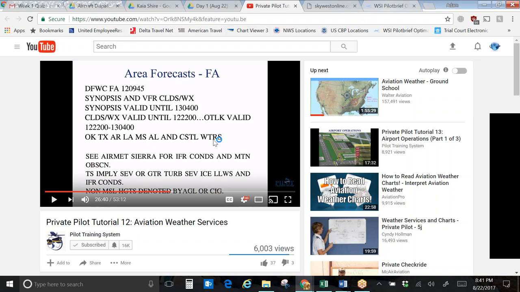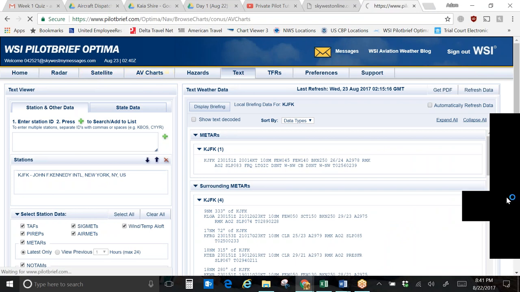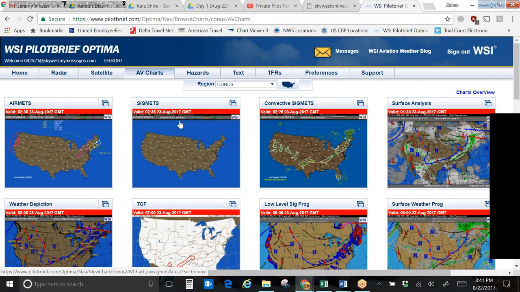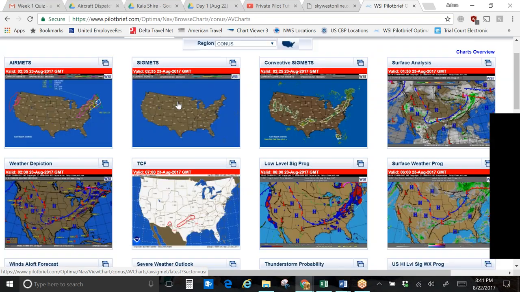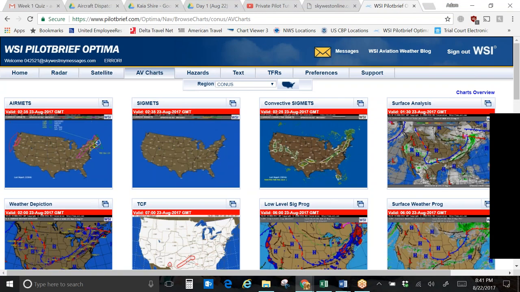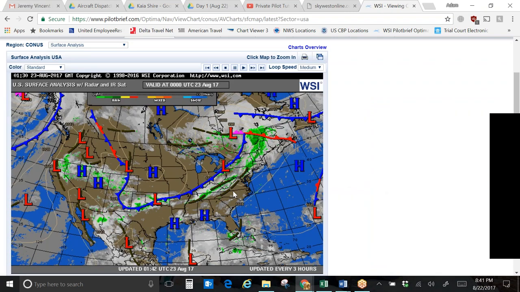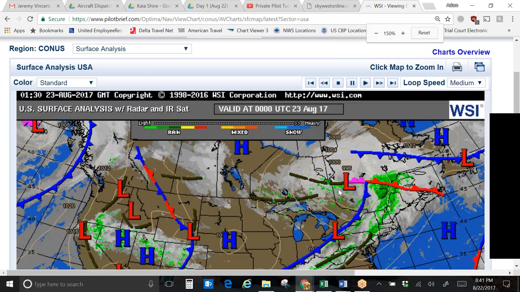But let's just go back to our WSI thing here and let's look at charts. So this whole thing is basically meant to look at the different types of charts that we have available to us. So in aviation, we have just tons and tons of different weather charts to look at that tell us different things based on what we want to know. The first one we're actually going to look at is a surface analysis chart, which is top right over here. I'm going to try to zoom in. That's showing up pretty good.